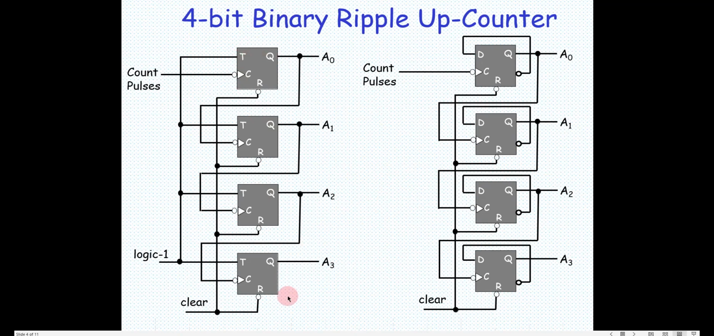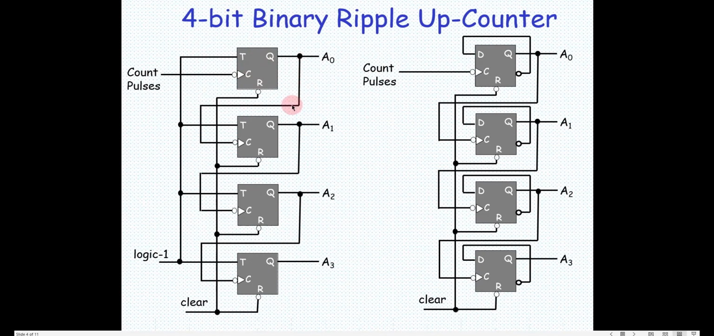Now if you see this implementation out here, this is a T flip-flop where T is 1 for all 4 of them. So all of the 4 are working as a T. The only thing is the clock is different out here. For the LSB, which is on the top, I am giving the count pulses or the clock. So with every count pulse, this will keep changing 0 to 1, 1 to 0.